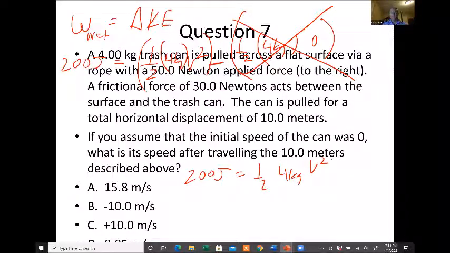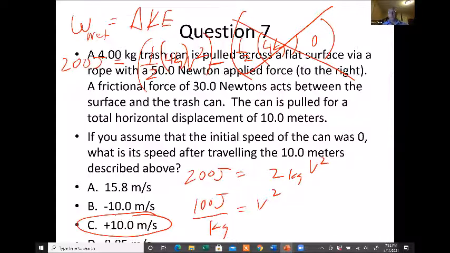All right, so if we simplify this just a little bit, let's go ahead and go 1/2 times 4 to get 2. Let's divide both sides by 2 kilograms. So we would end up with 100 joules over kilograms, and that's equal to V squared. So we need to take the square root of both sides. And when we do, we end up with positive 10 meters per second.